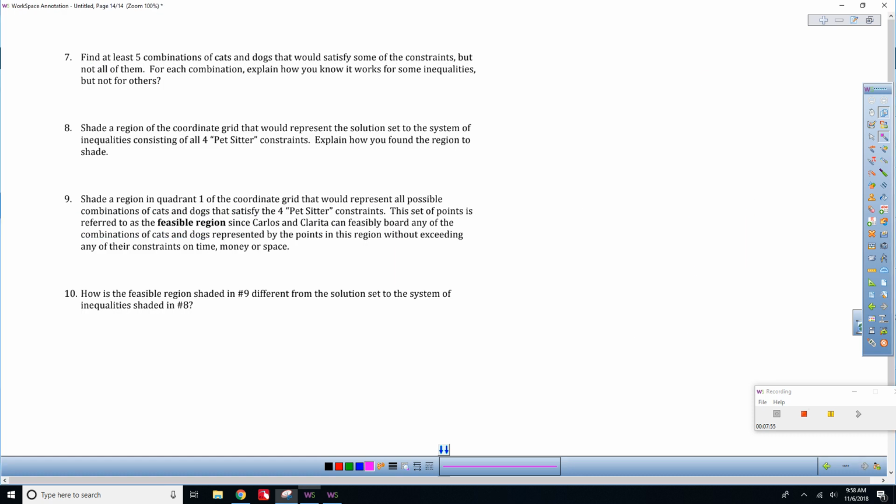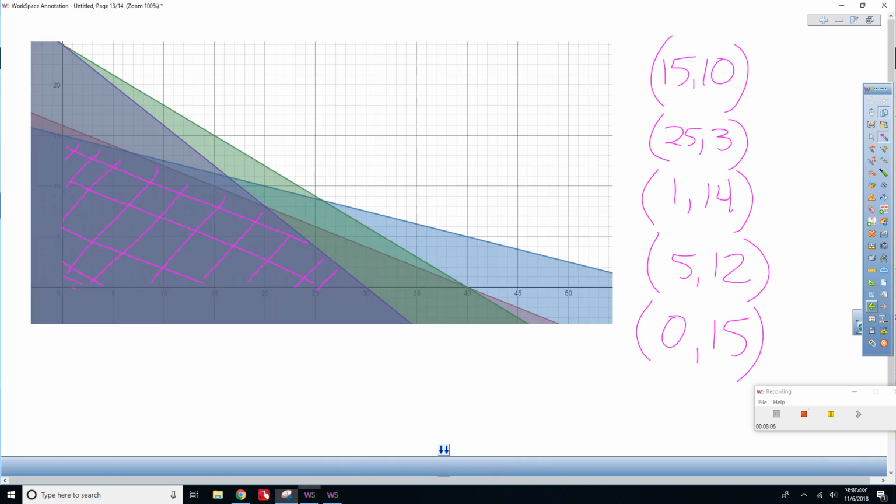Find at least 5 combinations of cats and dogs that would satisfy some of the constraints, but not all of them. Well, I mean, we could have one here, 0, 20. We could have one there. We could have one there. We could have one there. There's lots of these answers. So hopefully you understand that all of those pink dots represent points that satisfy some but not all of the requirements.